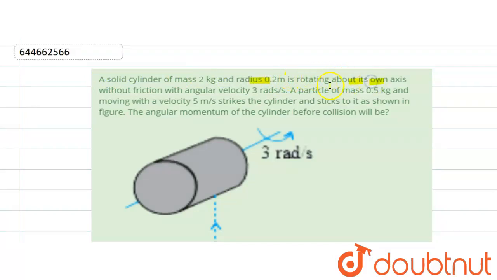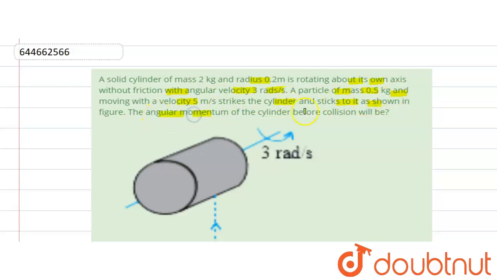The question is: a solid cylinder of mass 2 kg and radius 0.2 meter is rotating about its axis without friction with angular velocity 3 radian per second. A particle of mass 0.5 kg moving with velocity 5 meter per second strikes the cylinder and sticks to it, as shown in the figure.